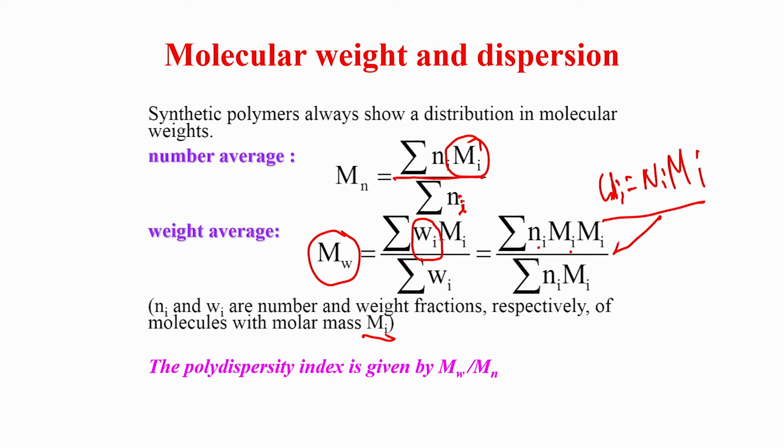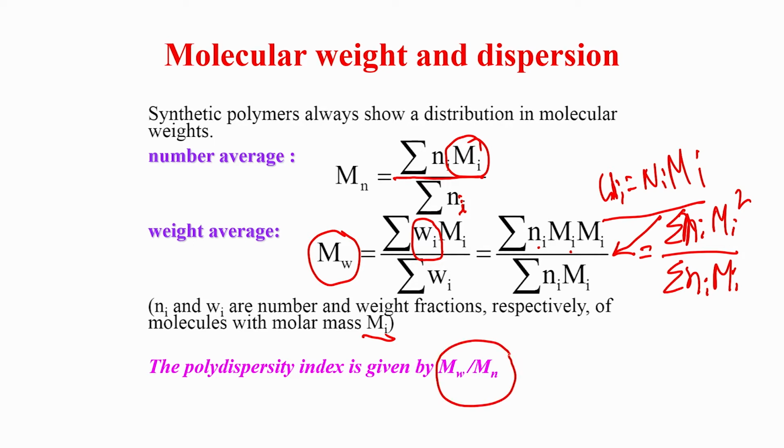So, if you do these further simplifications, you get Mw is equal to sigma Ni Mi square divided by sigma Ni Mi. So, this is fairly easy to understand. One of the major parameters often used in polymer science or polymer engineering to distinguish two different classes of polymers is the polydispersity index. So, polydispersity index is known as PDI.